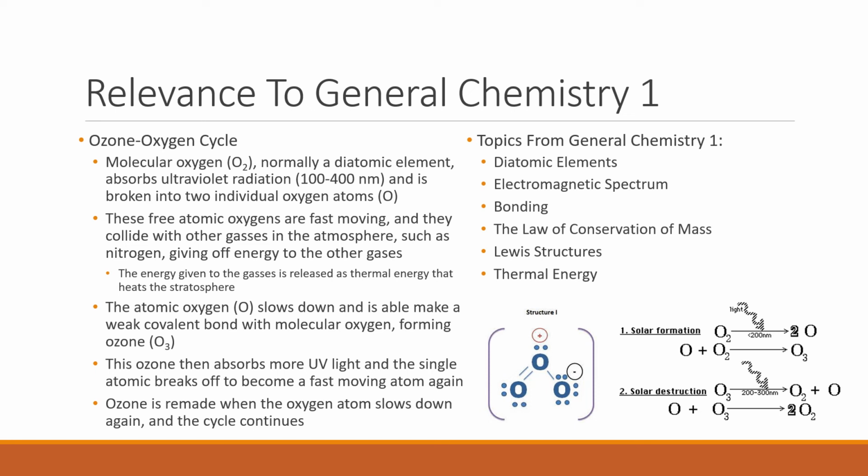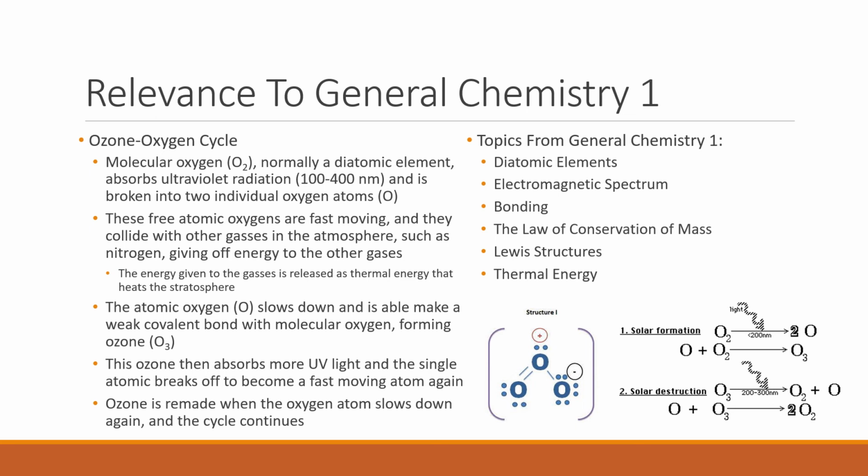To begin, molecular oxygen, or O2, is normally in its diatomic state, but when it absorbs ultraviolet radiation between the wavelengths of 100 and 400 nanometers, it is broken down into its two individual oxygen atoms. These free atomic oxygens are now fast-moving atoms, and they collide with other gases in the atmosphere, such as other molecular oxygen and even nitrogen. When it gives out its energy to these other gases, it releases thermal energy that heats up the stratosphere.